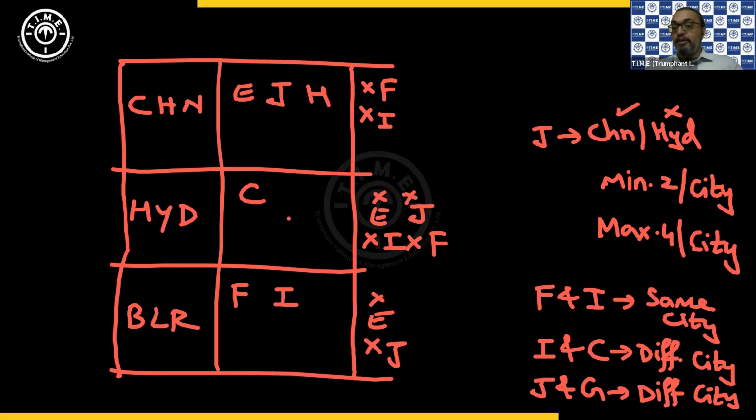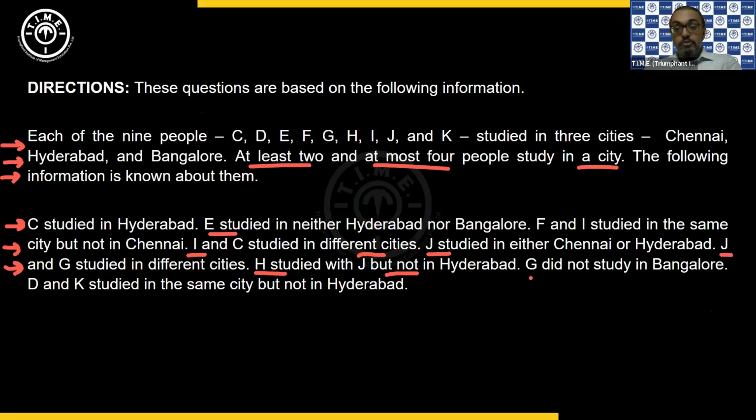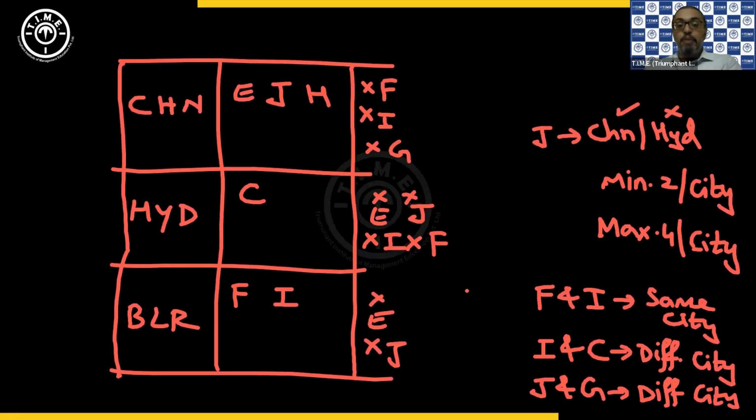Okay, that is fine. Now G is ruled out in Chennai because J and G studied in different cities. So then it could be Hyderabad or Bangalore also for G. Now see, the next line, G did not study in Bangalore. So G is ruled out in Bangalore. So G will be in Hyderabad. That's the only city available for G now.